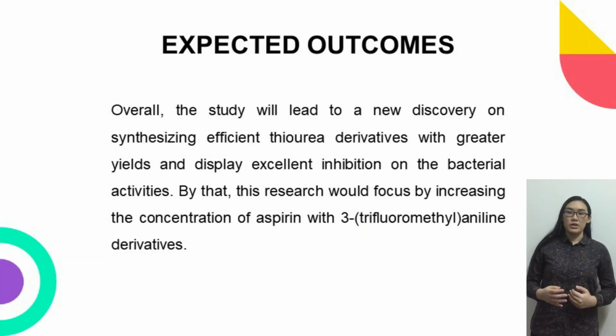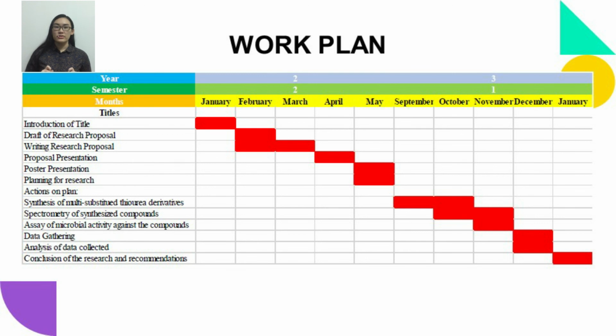From these expected outcomes, the study will lead to a new discovery of synthesizing an efficient thiourea derivative with greater yield, displaying excellent inhibitory activities based on its ionic binding and also the substituents used. By that, this research would focus on increasing the concentration of aspirin with 3-trifluoromethylenedione derivatives. This is my work plan based on this Gantt chart, from this year of January up to next year of January.